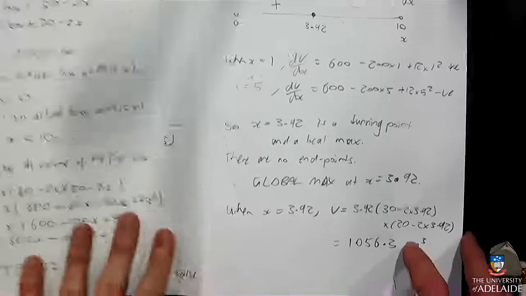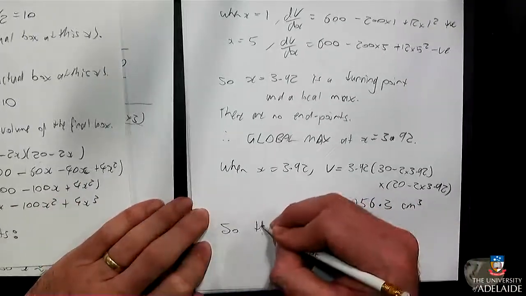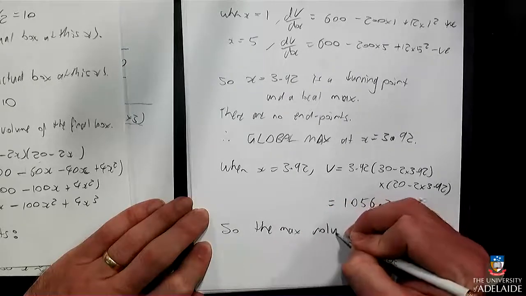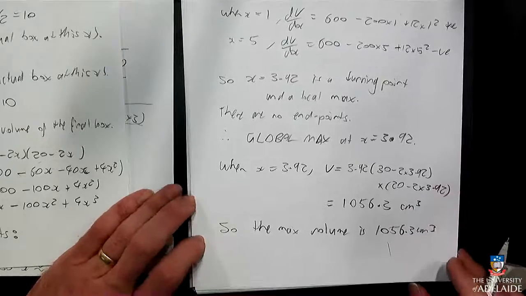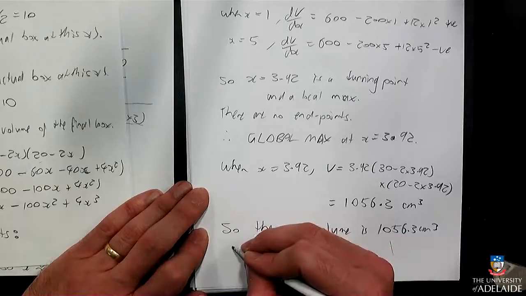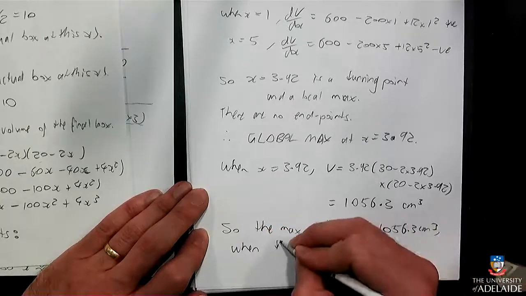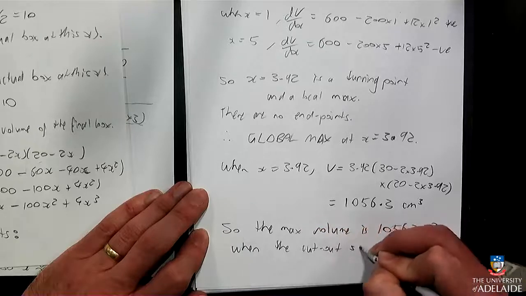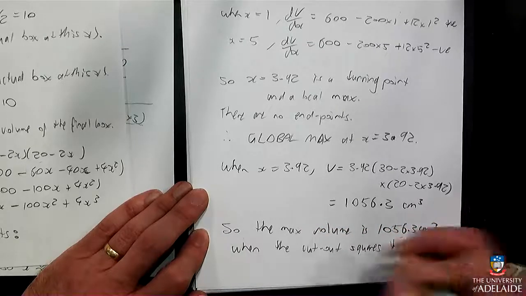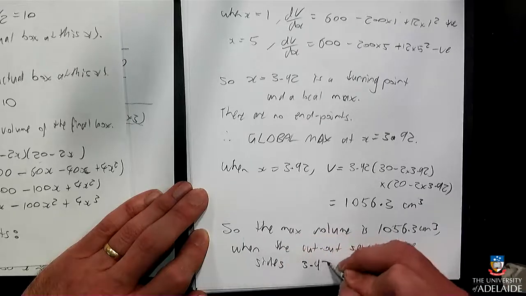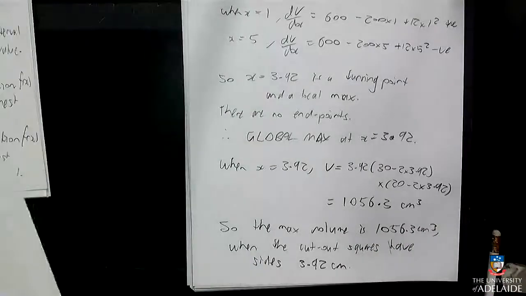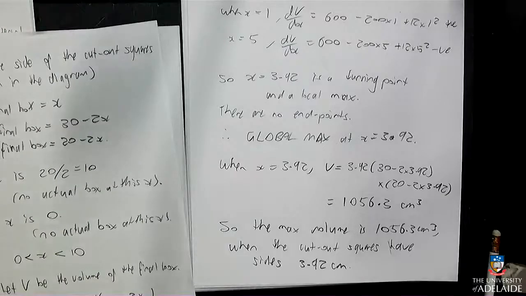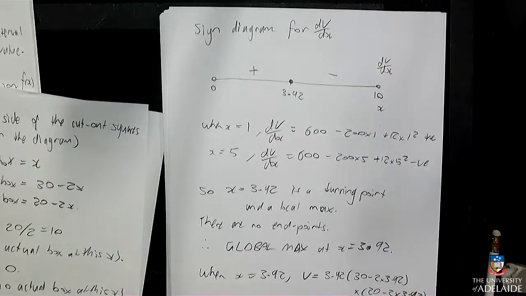So I guess we should sum this all up with a sentence so that whoever's reading it knows we're done and can actually find the answer. So the maximum volume is 1056.3 centimetres cubed, so just over a litre. A litre would be 1,000. When the cutout squares have sides 3.92 centimetres. Okay, beautiful, and that's how you do it. And the whole point of it is to not draw the graph, but to use the reasoning that we have to figure it out without having to draw the graph.